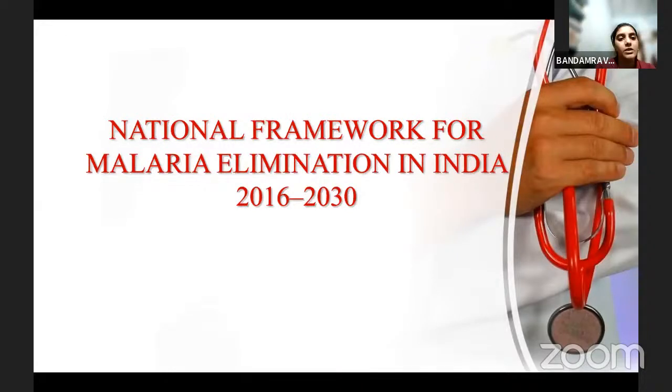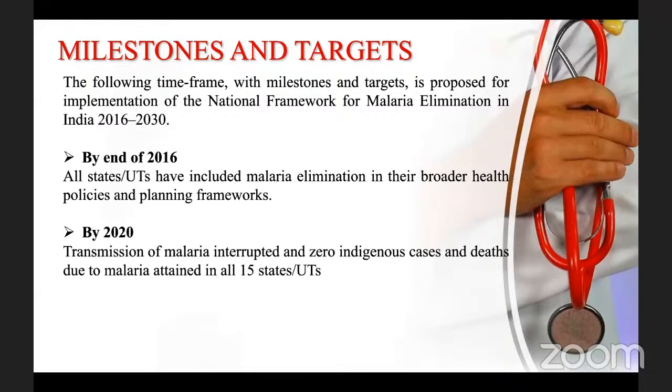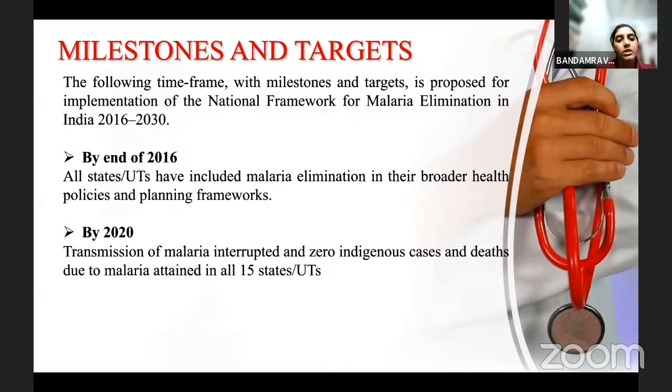Good afternoon, everyone. Myself Shravya, and today I will be discussing the national framework for malaria elimination in India from 2016 to 2030. Next, the milestones and targets for the national framework for malaria elimination in India are: by the end of 2016, all states and union territories have included malaria elimination in their broader health policies and planning framework.